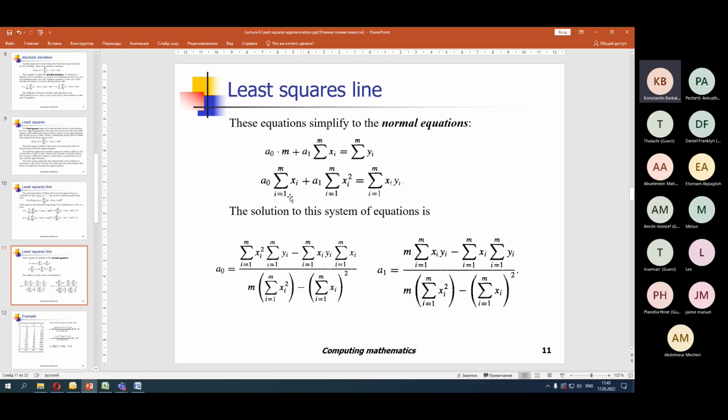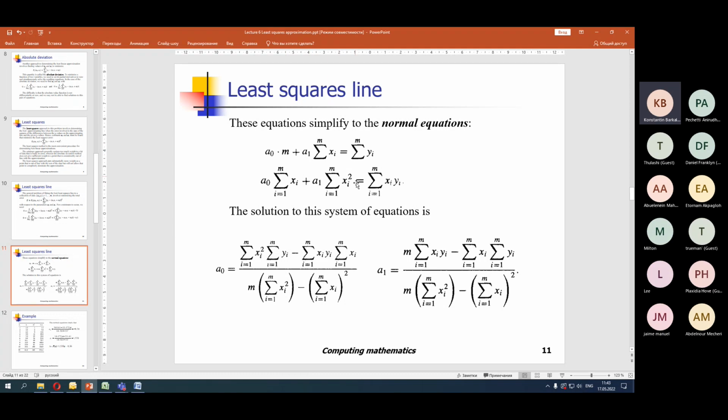To build this system of equations, we need to know M. We need to compute the sum of x's. As you see, the sum of x's is used here two times, as this coefficient and this coefficient, then the sum of y, the sum of x squared, and the sum of the products xi, yi. Well, I hope that you remember how to solve systems of linear equations.